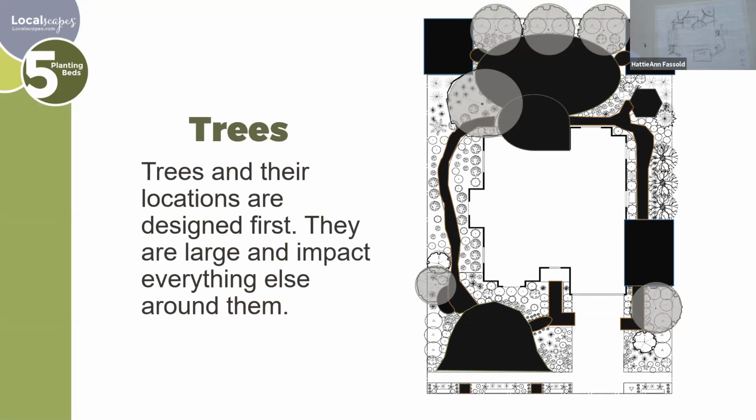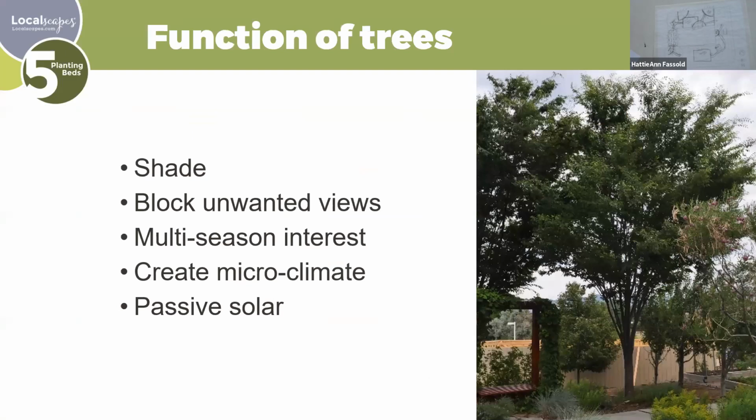So first your trees, and we'll go through this with our example. Again, they largely impact what's around them, and they're the biggest things, so you do want to do them first. Good things about trees: they provide shade, they can block unwanted views, and they can have interest through different seasons. So if you have something that blooms in the spring and is green in the summer, and then has a fall color, or it just has a really nice fall color and looks really nice and green for the rest of the year. They have multiple functions.